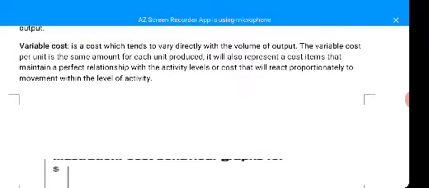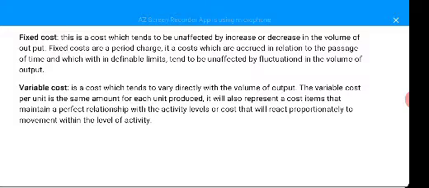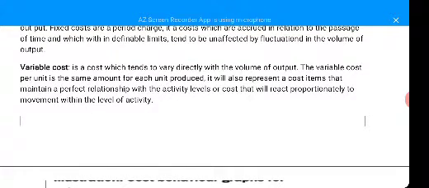Now, variable cost. It's a cost which tends to vary directly with the volume of output. That means your material is a variable cost. If you produce 10 units of a particular product, the material cost might be 50. If you produce 20 units, the material cost will increase from 50 to like 100. The variable cost per unit is the same amount for each unit produced.